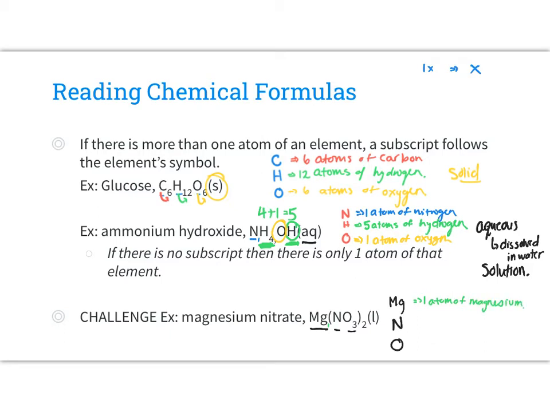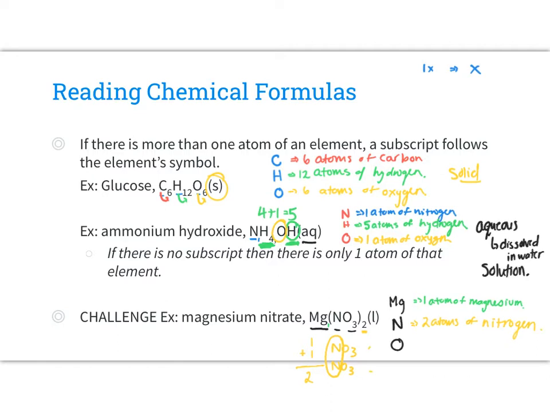In this case, for nitrogen, there's a bracket around NO3. This means that there's 2 NO3s here. Therefore, because each NO3 has 1 nitrogen, 1 plus 1 is 2. There are 2 atoms of nitrogen. So we can write it out like I did, 2 times.